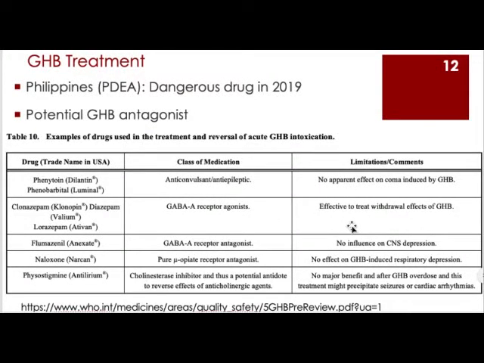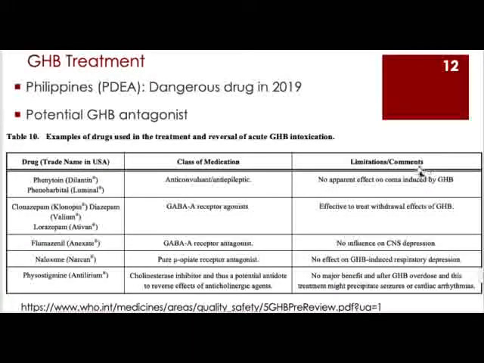Because they compete on the same site for binding. But the effect of this known GABA agonist is not as strong as GHB. Therefore, it can slowly disperse GHB out of the system from its receptors, to reduce the effects of GHB in the system. The others seem to have quite a bit of limitations because they cannot treat certain effects of GHB.